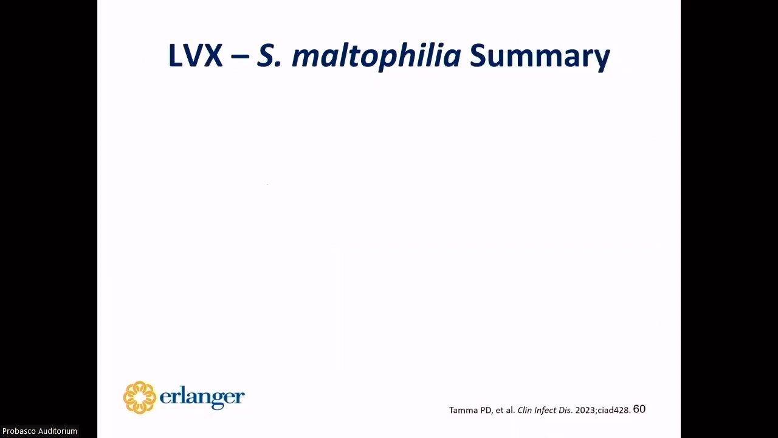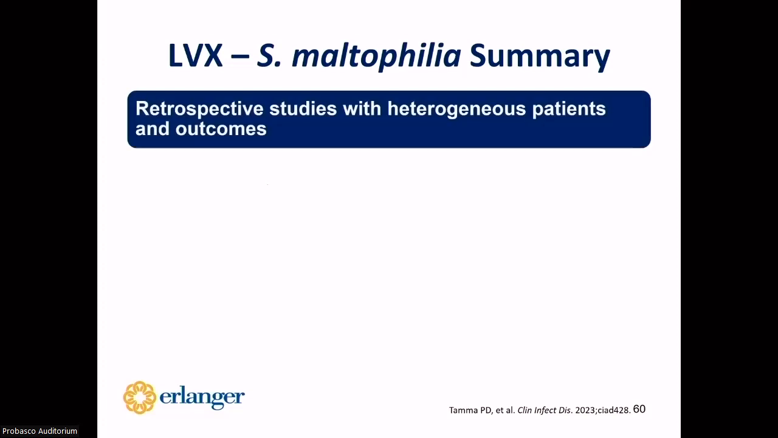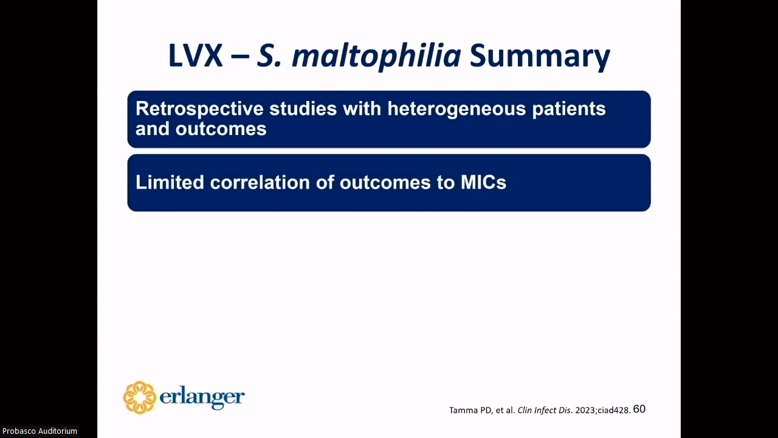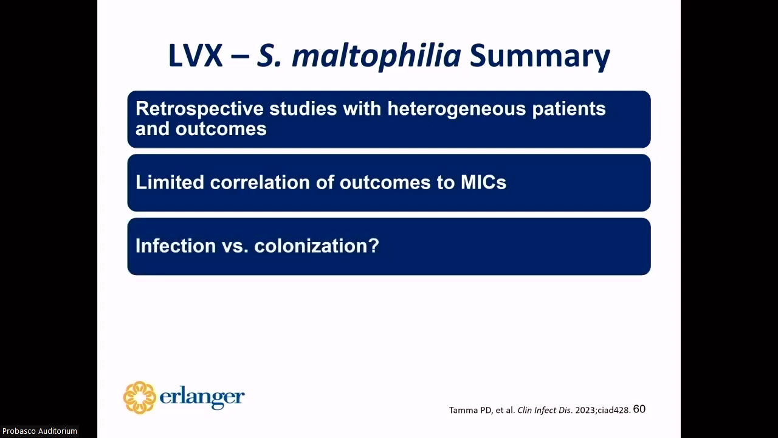So just sort of digesting all of this information, a lot of these were retrospective studies with heterogeneous patients and outcomes. There was very limited correlation of outcomes to MIC values. And then one of the biggest points here with Stenotrophomonas is: is the patient infected or are they colonized? Have they been wiped out from different agents and have now colonized Stenotrophomonas because of that, and thus it's just a poor prognostic indicator, or are they infected? It's hard to tell. There's really no strong way to do so.